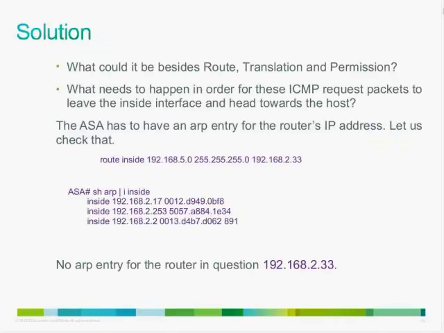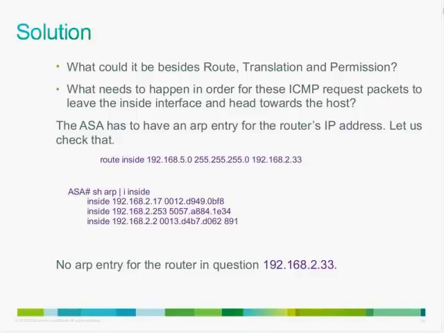We've checked route, we've checked translation, we've checked permission, everything is there, but these ICMP packets don't seem to leave the inside interface. They are just black holed. What would cause that? What does the ASA need to have in order to send that packet out the door, out of the inside interface?